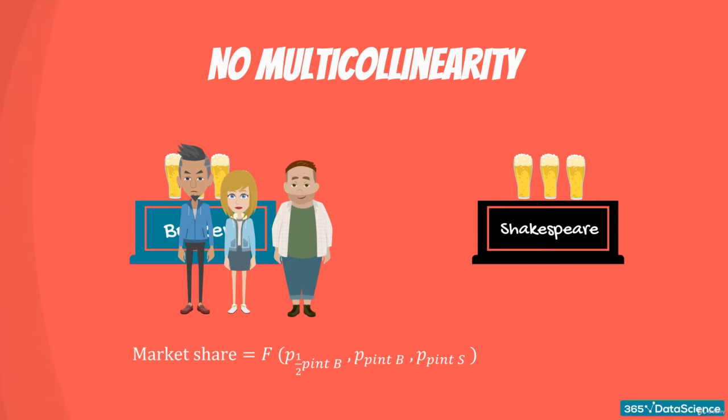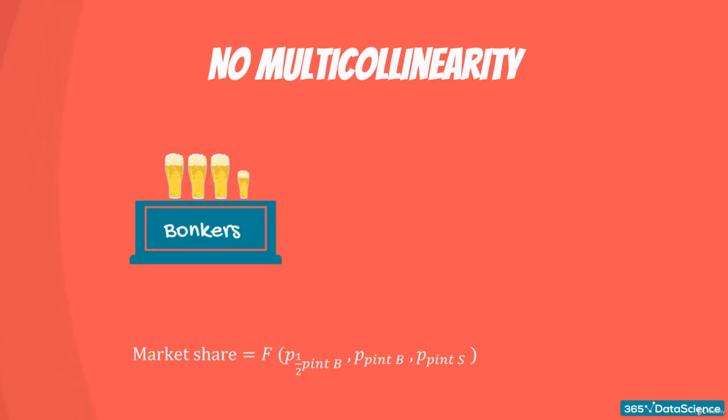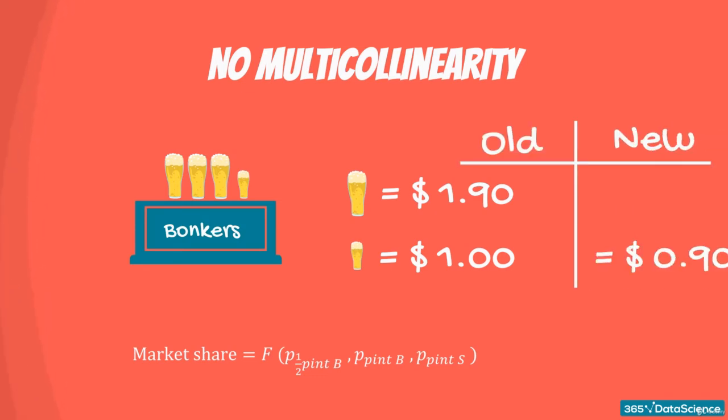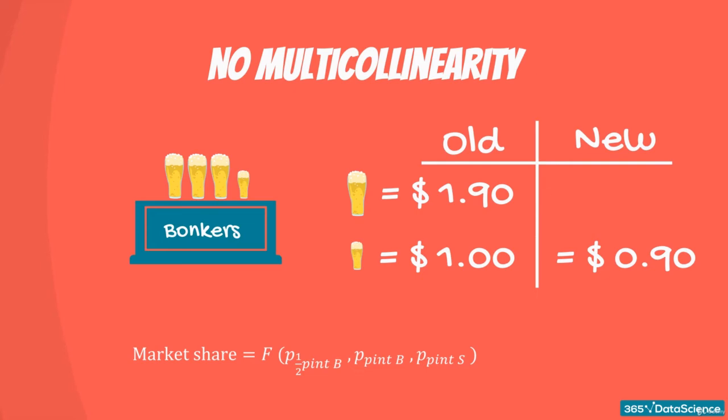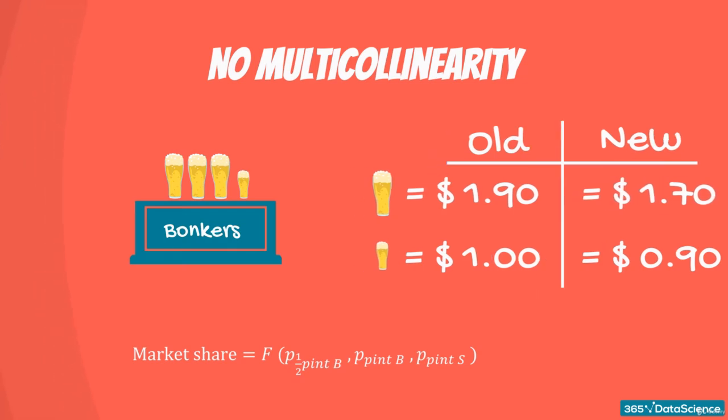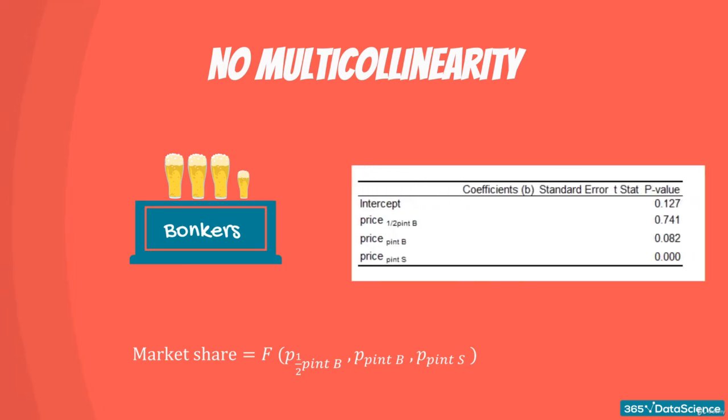Alright, where's the problem? Half a pint of beer at Bonkers costs around $1, and one pint costs $1.90. Bonkers tries to gain market share by cutting its price to 90 cents. It cannot keep the price of one pint at $1.90 because people would just buy 2 times half a pint for $1.80. Bonkers management lowers the price of the pint of beer to $1.70. Next, we run a regression based on these three variables. The p-value for the pint of beer at Bonkers and half a pint at Bonkers show they are insignificant. Why? The underlying logic behind our model was so rigid.